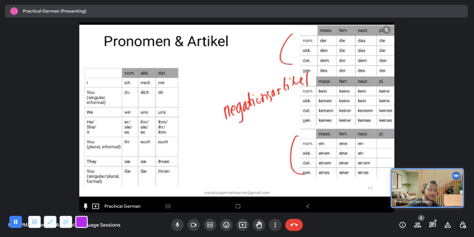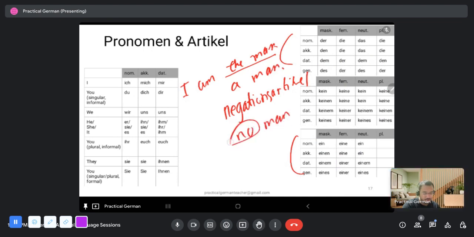But as long as you get the logic right, it is something like, for example, I am the man. This is definite. Ich bin der Mann. I am a man. This is indefinite. I am no man. This is the negation article, right? Are there any other articles other than kein for negation? No, the negation article is just this one. That's it. Nothing else. Okay, fine.